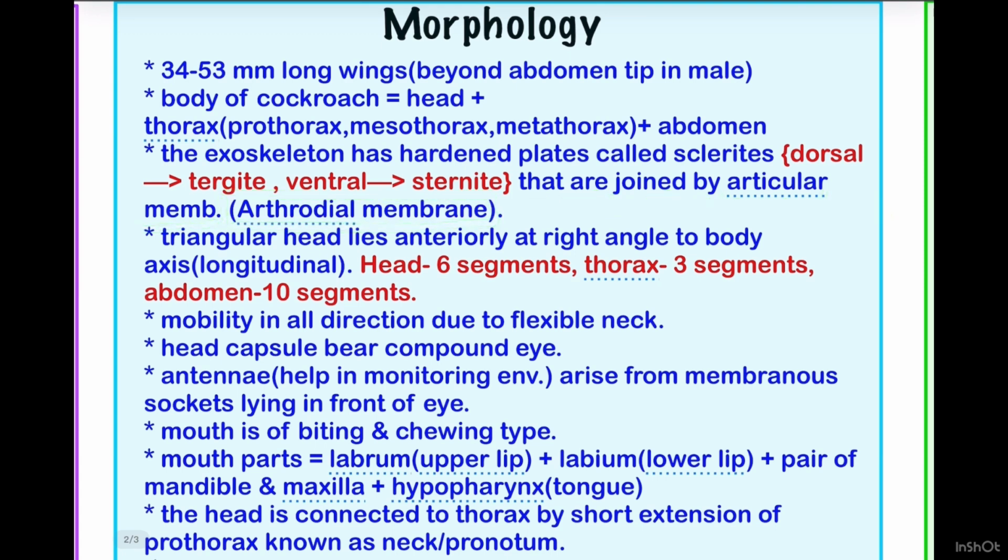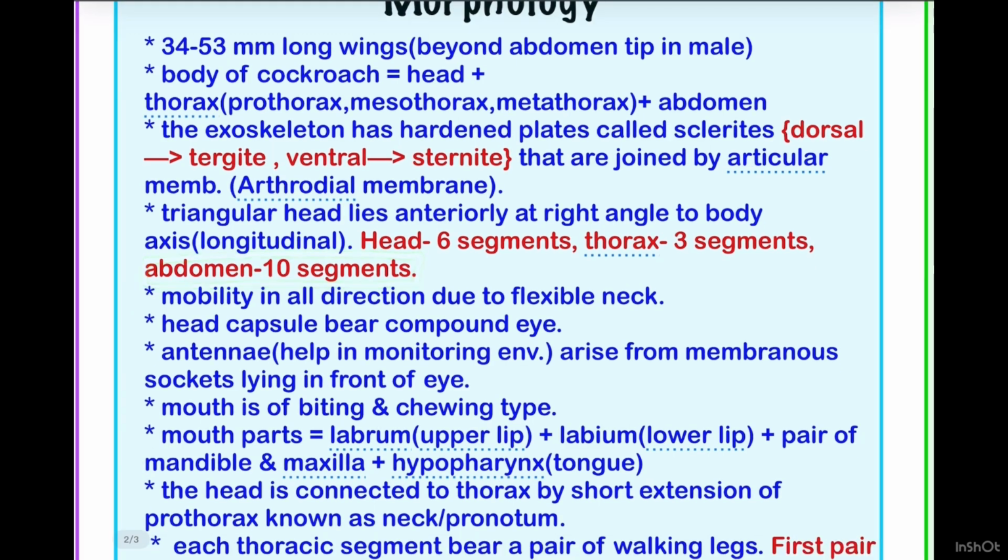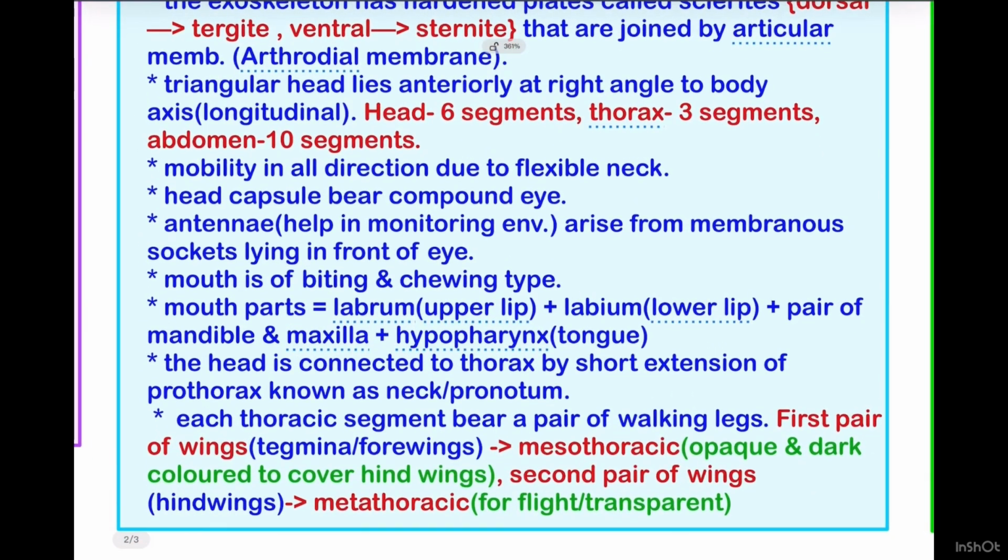And head, if you are considering, is triangular in shape. This is a triangular shaped head. It lies anteriorly at a right angle to the body. And the head consists of 6 segments, the thorax consists of 3 segments, and the abdomen consists of 10 segments. And now there is mobility in all directions due to the flexible neck and head capsule base, with compound eyes. The head is a fusion of 6 segments.